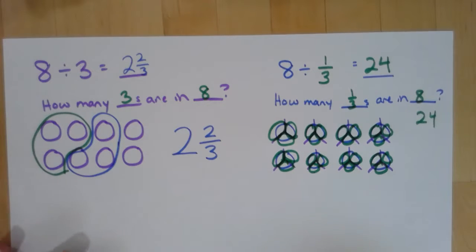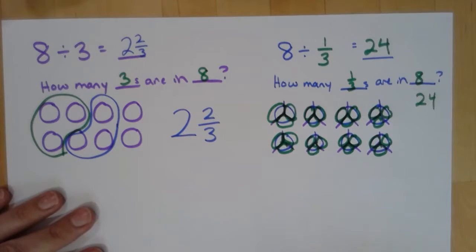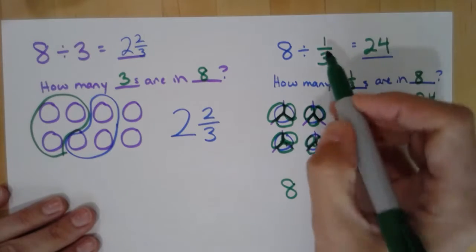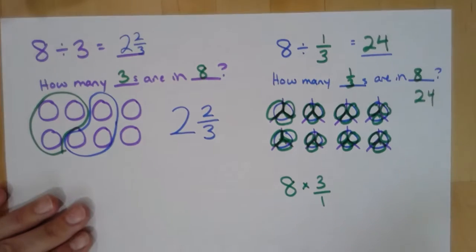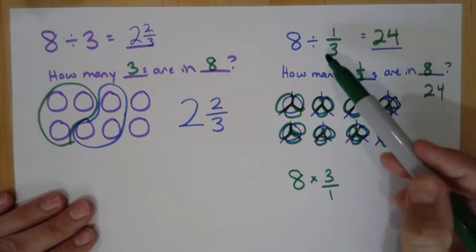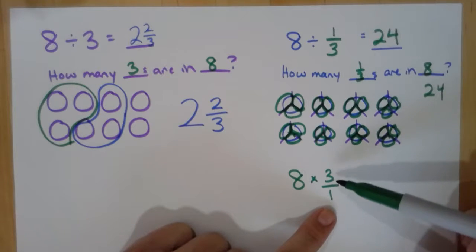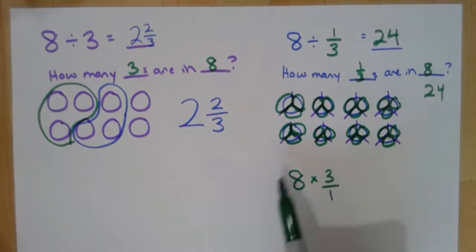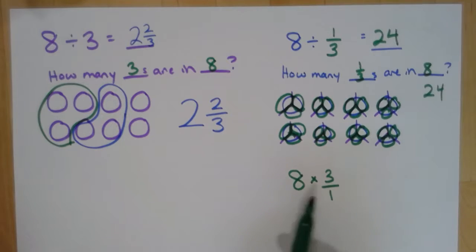Now the method you're probably familiar with sometimes has a cutesy thing called keep, change, flip, where you keep the first number the same, you change division to multiplication, and you flip 1/3 into 3/1. Now, this is also known as multiplying by the reciprocal. So instead of dividing by 1/3, we're going to multiply by the reciprocal of 1/3, where the numerator and the denominator switch places. This method here will always work. But do any of you actually understand why it works? If you do, feel free to comment below. But I would bet most of us are very hard pressed to explain why we can just multiply by the reciprocal and why that actually works.